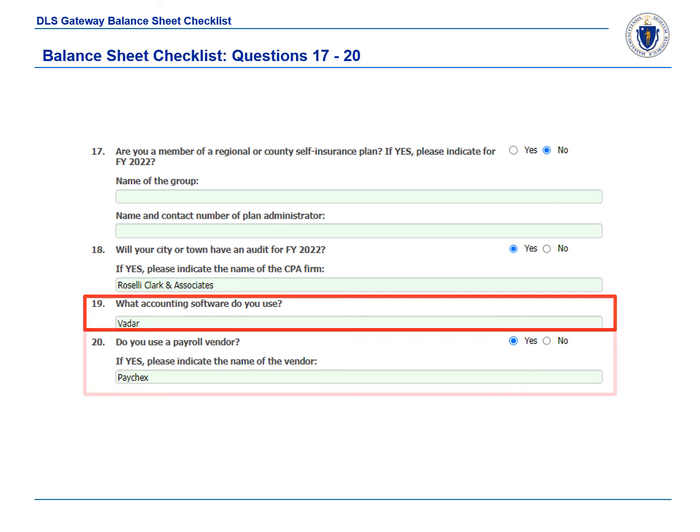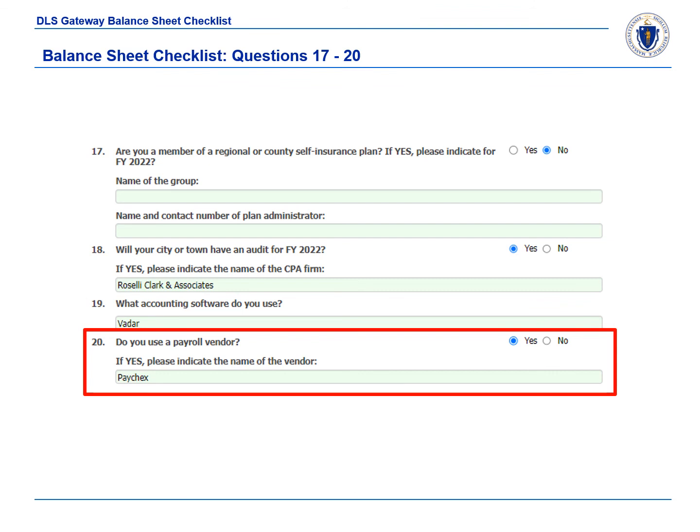Question 20 is a yes or no answer, asking if your community uses an outside payroll vendor. A no answer indicates that all payroll processes are completed by your community staff. A yes answer indicates that a payroll vendor helps your community with its payroll process. If you answered yes, please include the name of the payroll company.